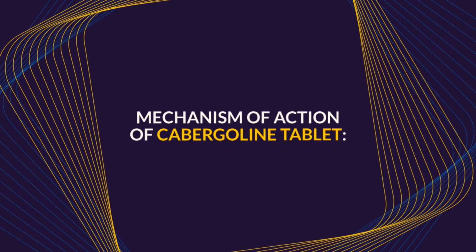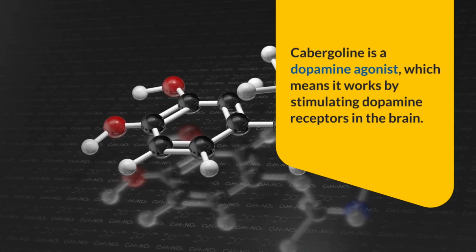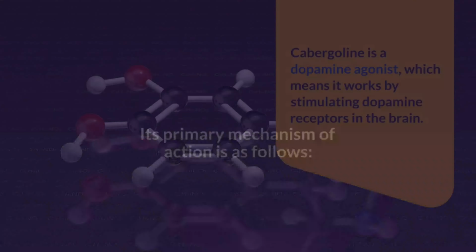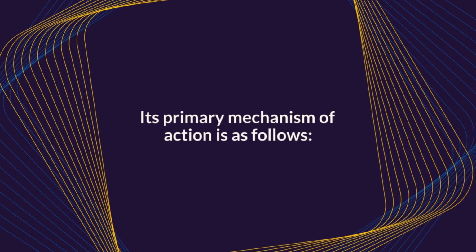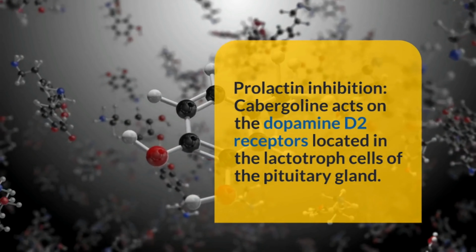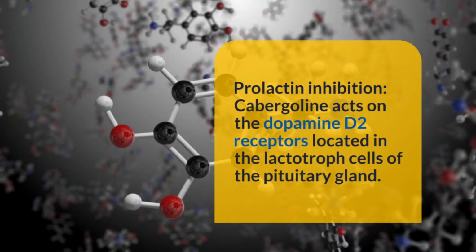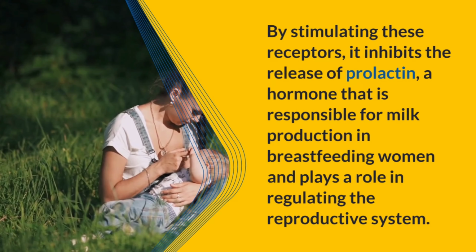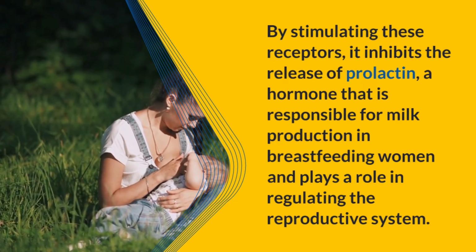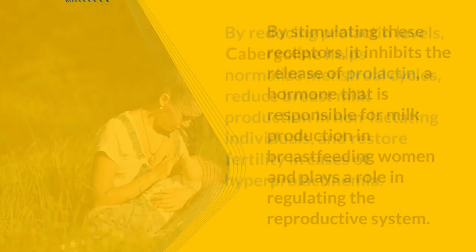Mechanism of action of Cabergoline tablet. Cabergoline is a dopamine agonist, which means it works by stimulating dopamine receptors in the brain. Its primary mechanism of action is as follows. Prolactin inhibition. Cabergoline acts on the dopamine D2 receptors located in the lactotroph cells of the pituitary gland. By stimulating these receptors, it inhibits the release of prolactin, a hormone that is responsible for milk production in breastfeeding women and plays a role in regulating the reproductive system.